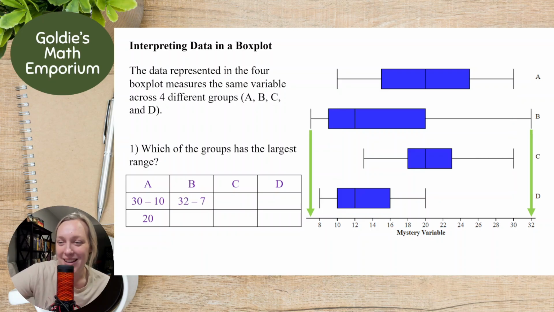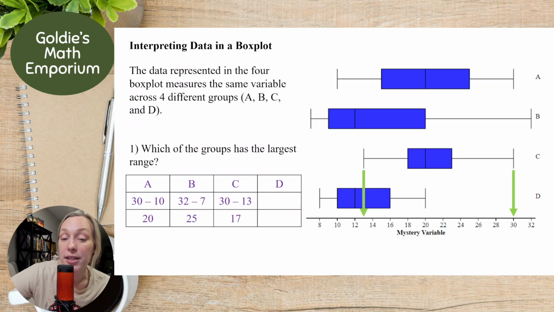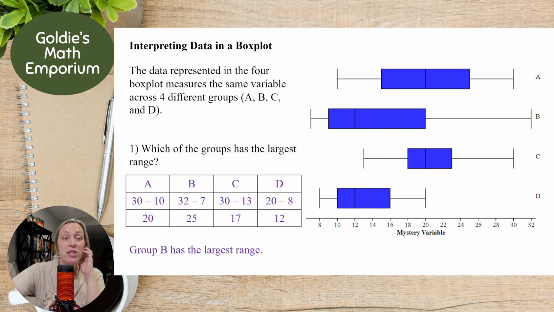Here is B. Group B, 32 minus 7 has a range of 25. C has 30 minus 13, a range of 17. And then D has 20 minus 8 with a range of 12. So which of these groups has the largest range? Well, that's going to be group B. And you can hopefully see that now just by looking at it, but we can confirm it with numbers as well.